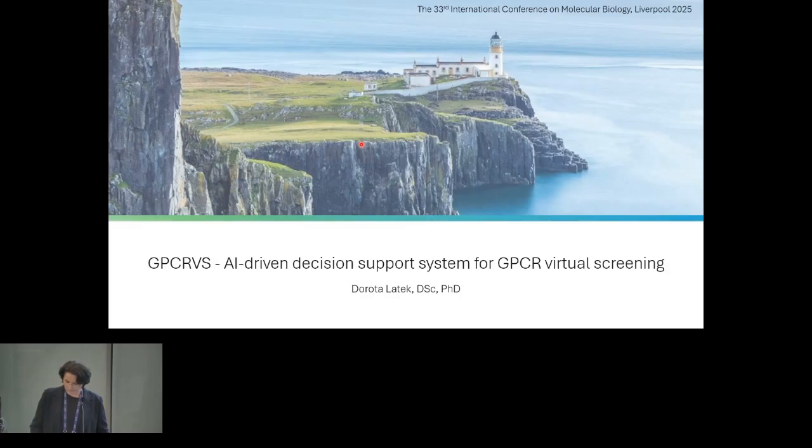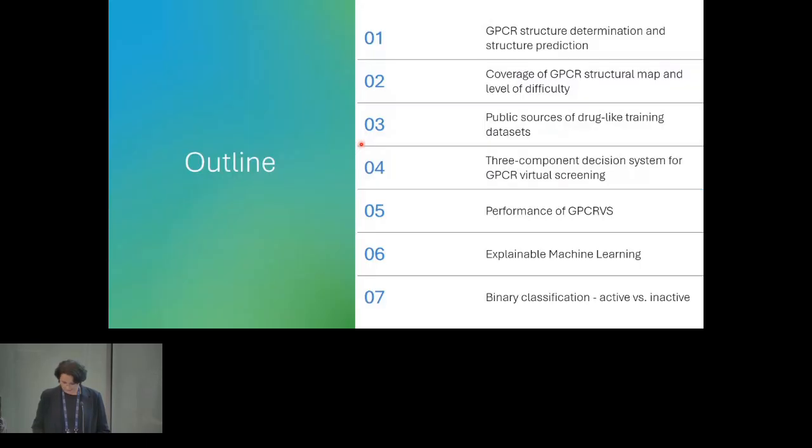I will tell you about our recently developed web service for GPCR virtual screening based on three-component decision support system. I will start with a short introduction to GPCR research. It is needed to fully understand the level of difficulty in GPCR virtual screening and possible achievements at the current stage of GPCR drug discovery.